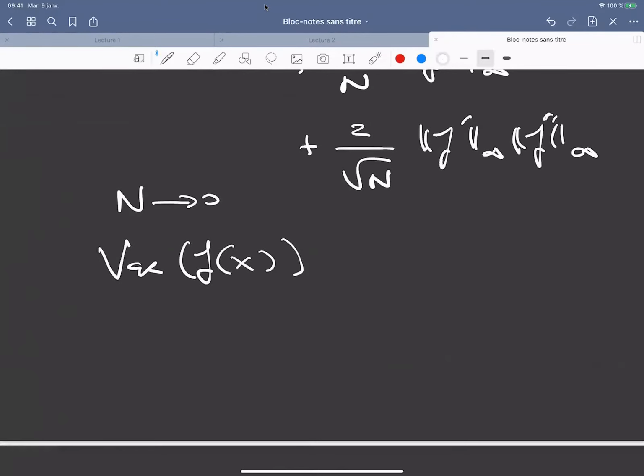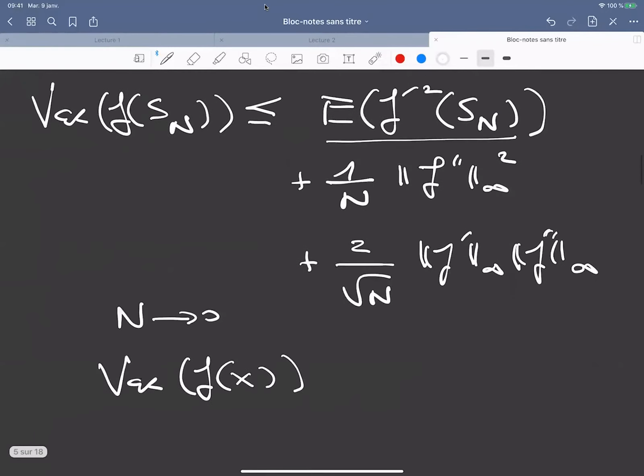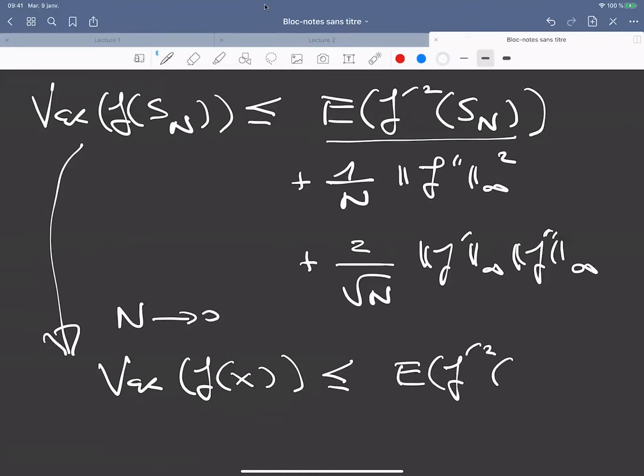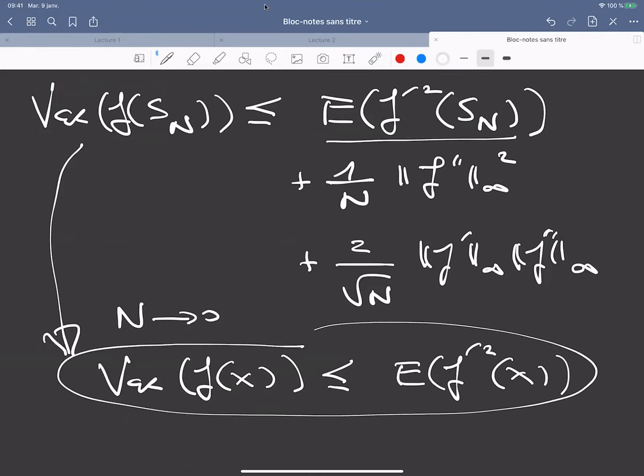So, as n goes to infinity now, you see that this guy goes to this one here. And on the upper bound here, you simply get the expectation of f prime square of x, and there's two terms here that tend to 0. So you get the required inequality. And this is the end of the proof.